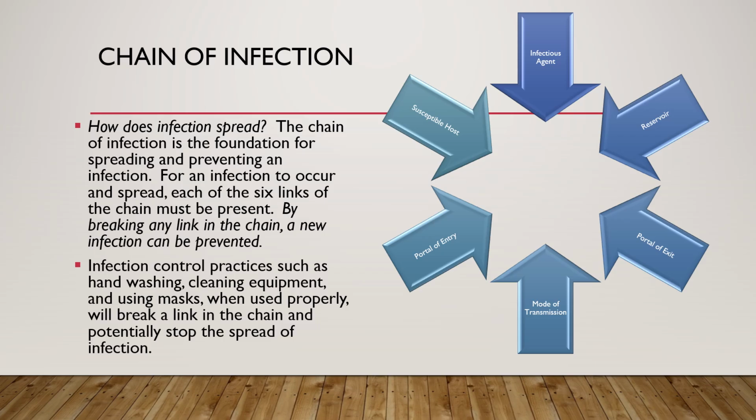So, the mode of transmission. Once the germ exits its hideout, or the reservoir, it must find a way to move to its next victim. This is called the mode of transmission. There are many routes for germs to be transmitted to another. The most common and frequent modes of transmission are direct contact, indirect contact, and droplet contact.